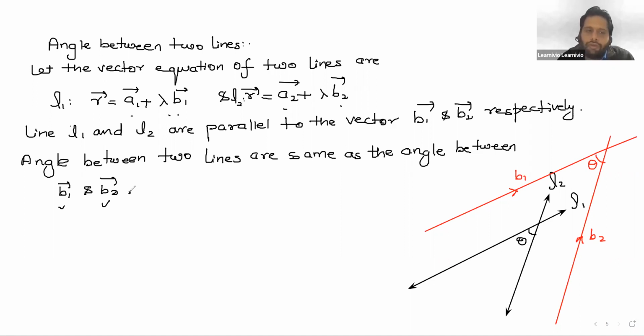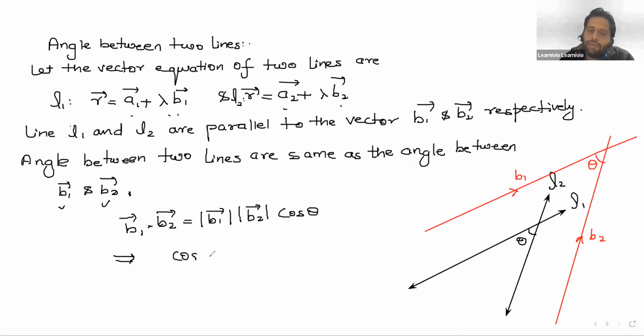You know the dot product. Why am I using the dot product? Because it is convenient to find the dot product as compared to the vector product. So whenever you have two vectors and you need to find the angle between them, always use the dot product. You have B1 and B2. B1 dot B2 is equal to magnitude of B1, magnitude of B2 into cos theta. What you need is cos theta, so cos theta is equal to B1 dot B2 by magnitude of B1 into magnitude of B2.